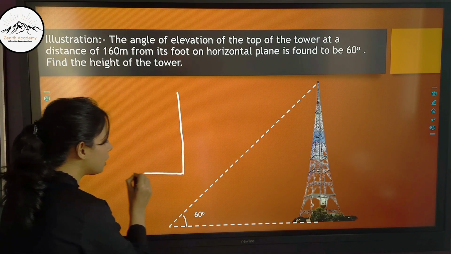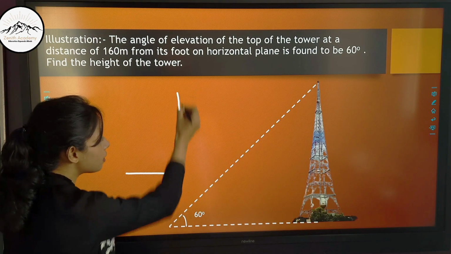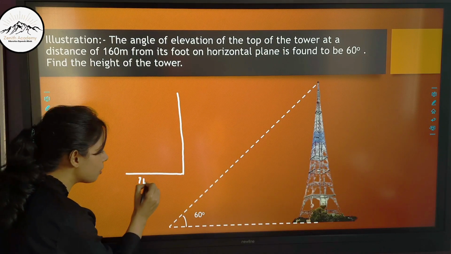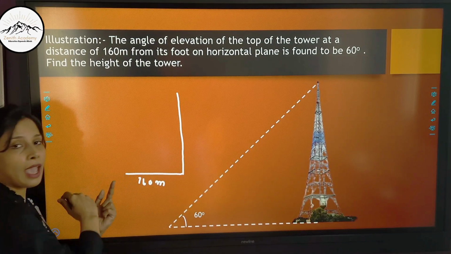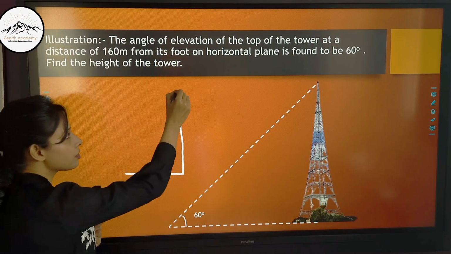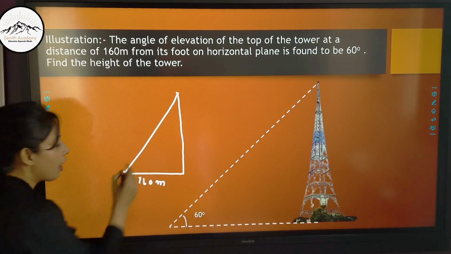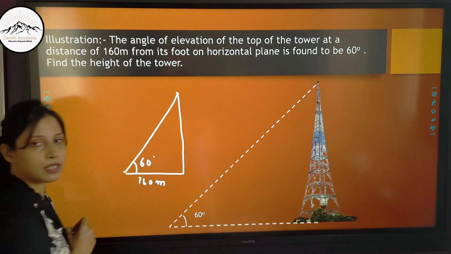What you need to do in exam is to draw this kind of diagram. Okay, what I am showing you here: the straight line represents a tower. This is the distance of 160 meter on the ground, and from here the angle of elevation to the top. This is the top of the tower. So this will be joined, and the angle of elevation is given to us as 60 degrees.